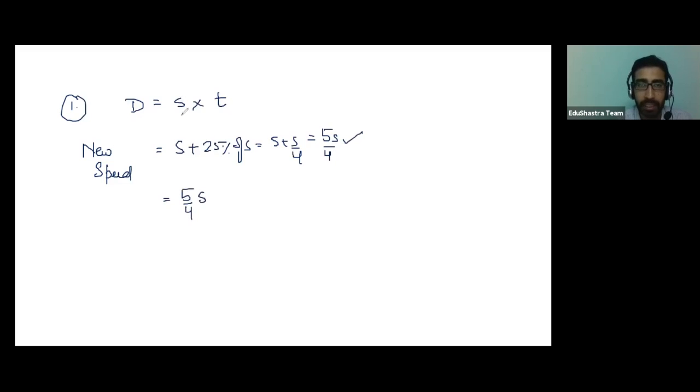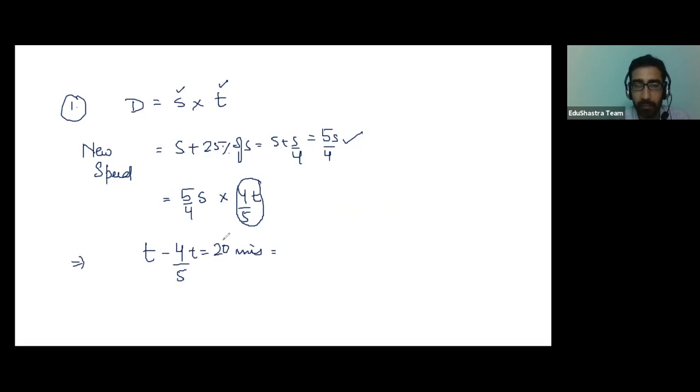If my new speed is 5s by 4, then, since speed has become 5 by 4 times, the time will have to become 4 by 5 t, where t is the normal time, and s is the normal speed, the speed normally traveled at and the time normally taken. Clearly, if speed is increased, the time will decrease from the initial time. Now, the question says that the person reaches 20 minutes early, which means that the difference between the normal time taken and the new time taken must be 20 minutes.